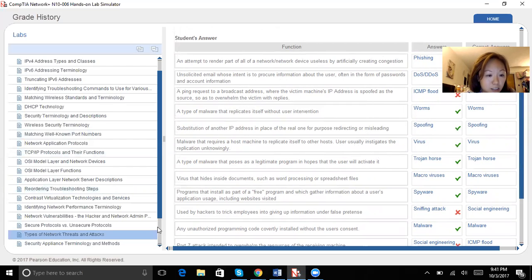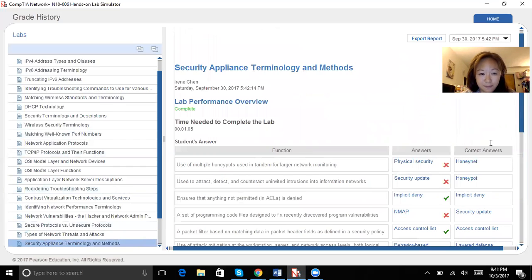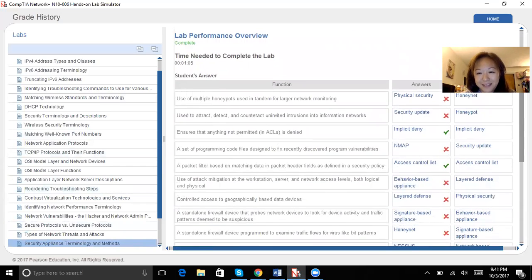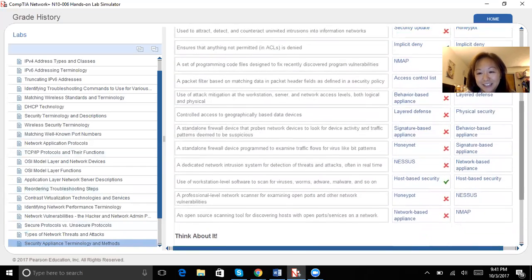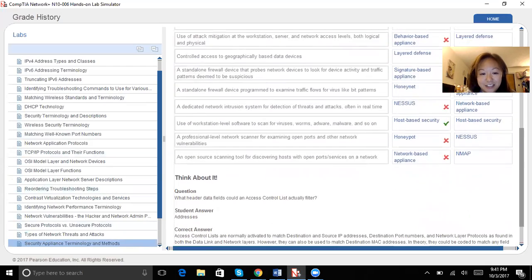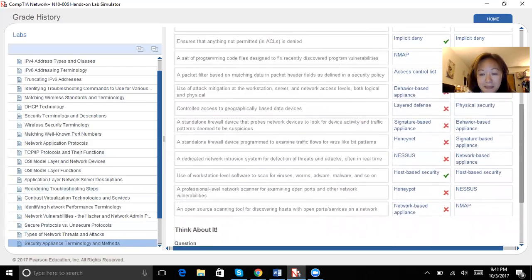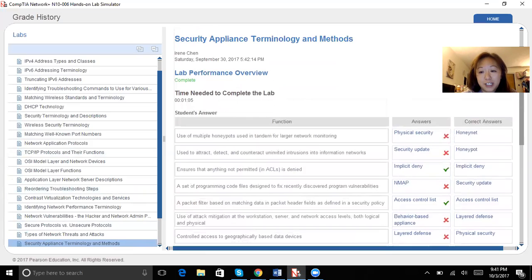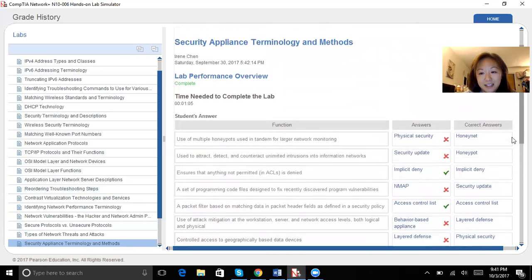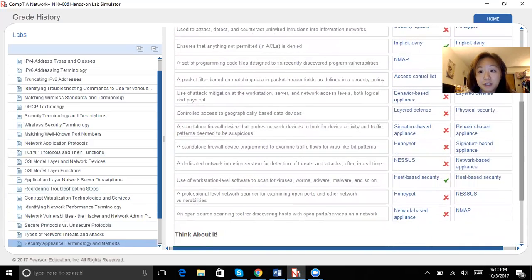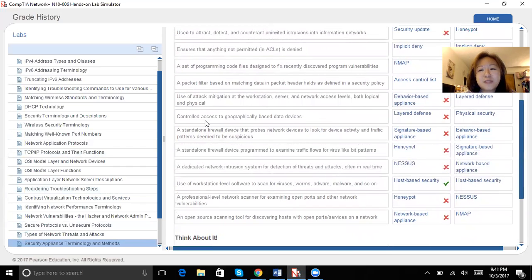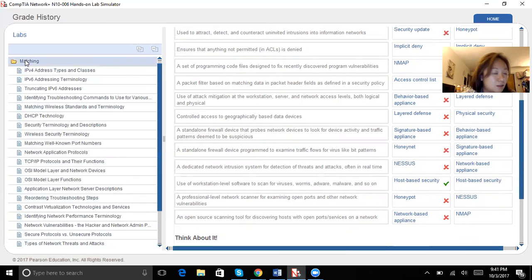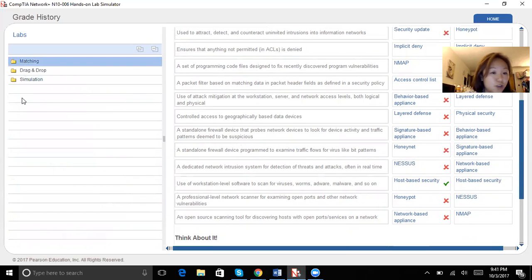Security appliance. This I tried. This one definitely not as good as I wish I did. I could have taken it again, but I think I was really getting crunched on time, especially knowing that I had to, or I thought I needed to do all of them. Those were the matching.